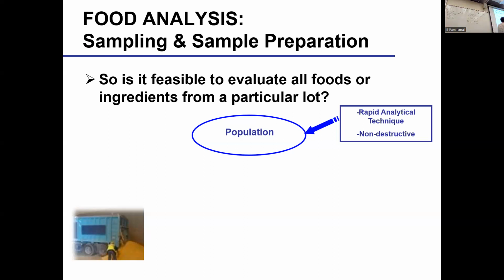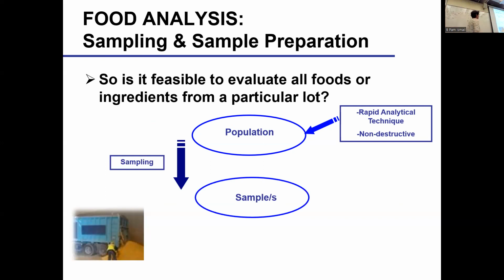Unless you need to detect metal, glass, or, I don't know, little pebbles, stones, so they can run through a belt and do metal detection or sieves to remove the stones or pebbles that are contaminants. So that is a non-destructive way of cleaning or assessing certain characteristics of the entire population. But in many cases, obviously, you need to take samples that are representative of the entire lot.